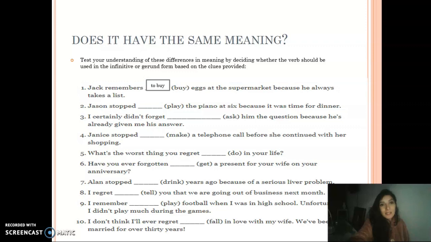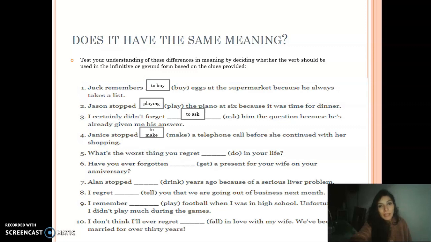Then we have Jason stopped playing or to play the piano at 6 because it was time for dinner. So he stops doing it for dinner. So the correct answer is playing, as you know. And then we're going to just be reading with you the correct answers. I certainly didn't forget to ask him the questions because he's already giving me his answer.